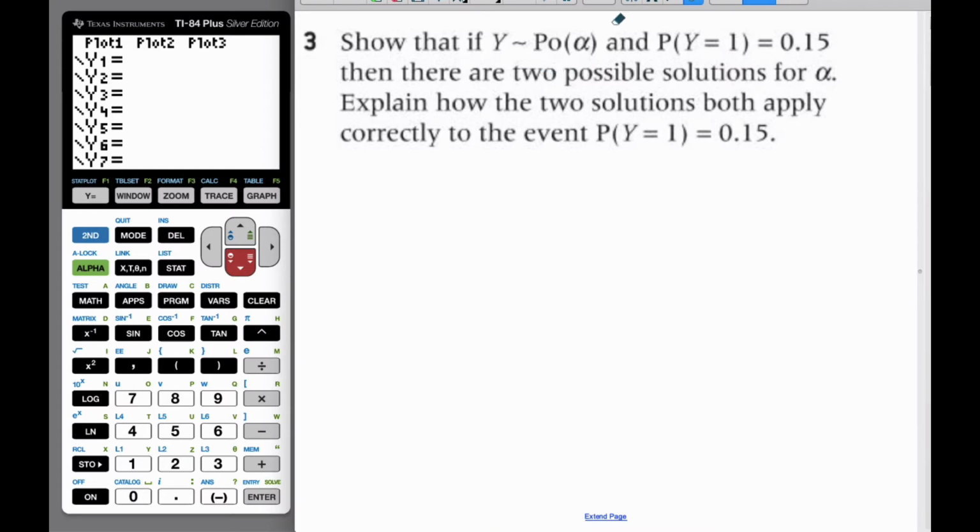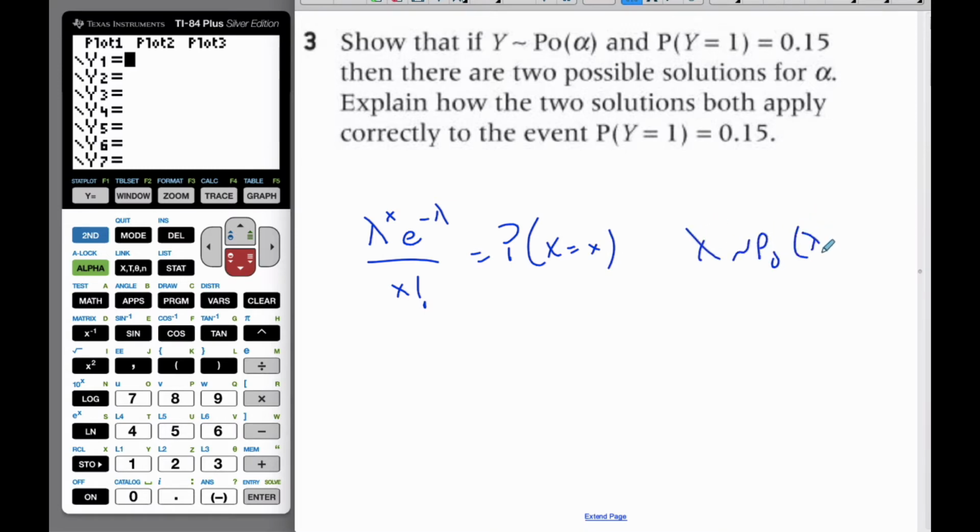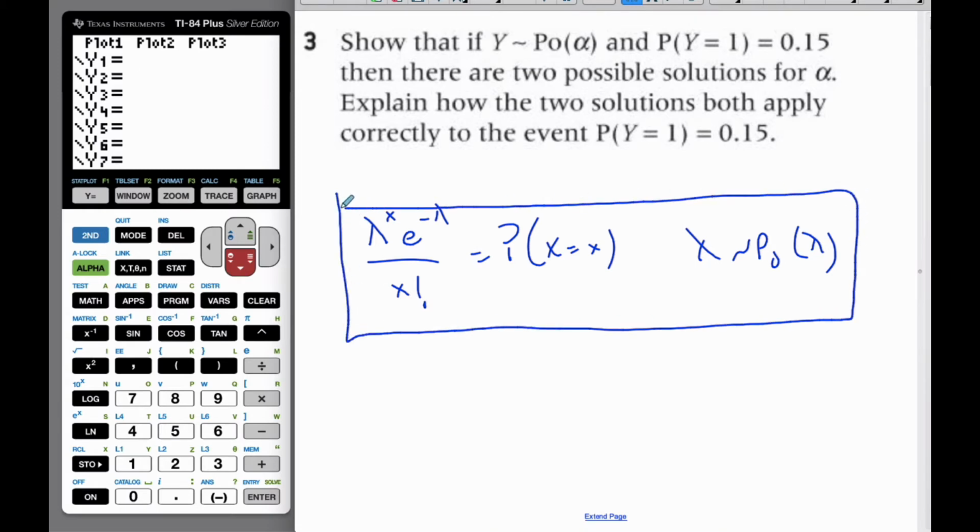Now, one of the things that I want to say is, a lot of the solutions in this textbook, you'll see they use the formula, I think it's something like lambda to the x, e to the minus lambda, over x factorial, and this will give you the probability that X is equal to x when X is a Poisson random variable with a mean of lambda. Now, this formula here, you do not need to know this. This was in the old Math HL syllabus, which you needed.